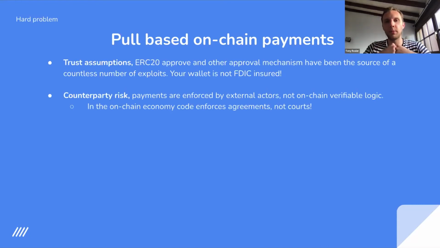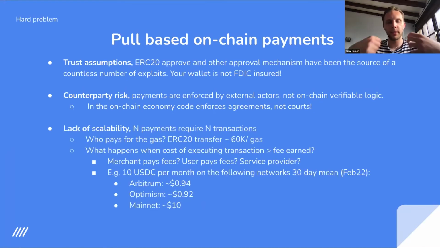The second point is counterparty risk. Because payments are essentially enforced by external actors, i.e. the bot has to make a transaction once a month to execute that payment. If the bot fails to execute that transaction, you will not be paying the merchant, and essentially the merchant will cancel your subscription and you will not have access to that service. Now, this is an issue because suppose the bot just disappears, then there's no way for you to contact that bot or sue that bot, because throughout Ethereum and smart contracts, agreements are enforced by code, not by courts.